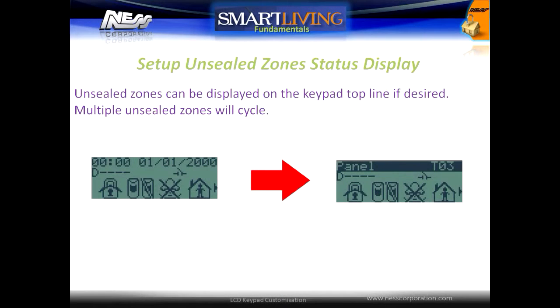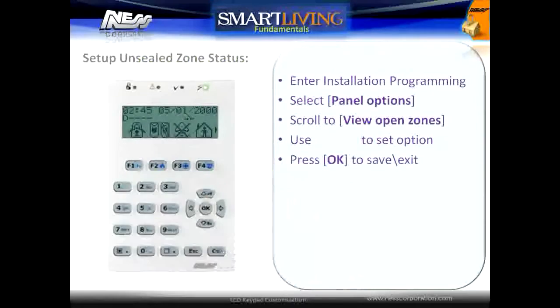Unsealed zones can be displayed on the top line of the keypad if desired. Multiple unsealed zones will cycle on the top line. To set this option, enter Install Programming Mode, select the Panel Options menu, scroll to the option View Open Zones, and use the star key to set the option to on. Press OK to save.